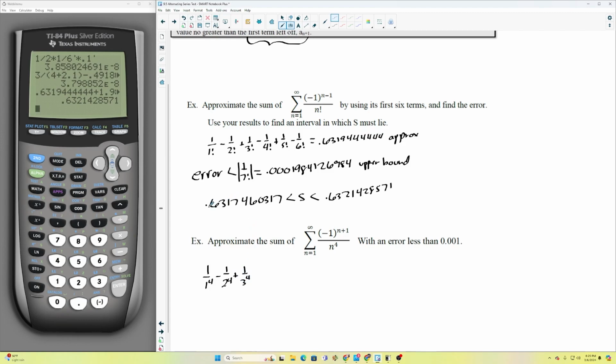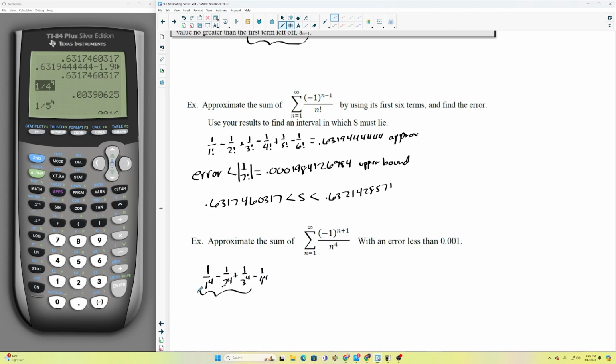Let's see, what did I do on the calculator here? I got to go all the way back up to the top now. I started with 1 over 4 to the 4th. So if we added these three up and we said, well, this is our maximum error, the first term left out, then our error would be 0.003, but that's not less than 0.001, that's more.